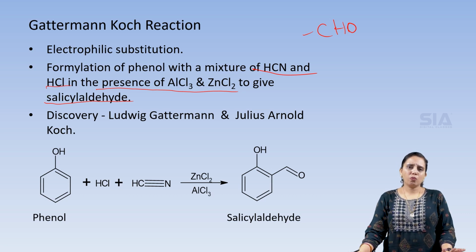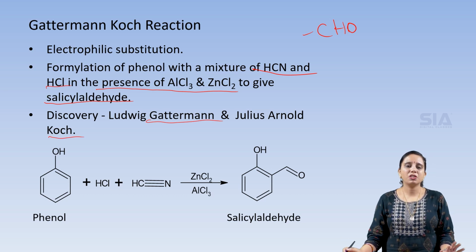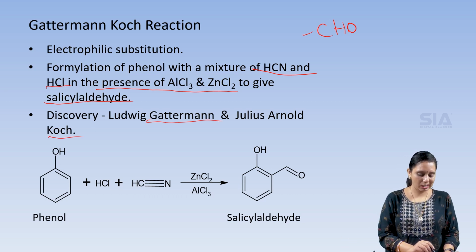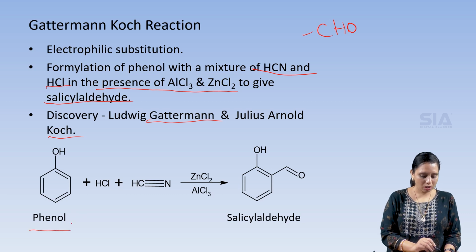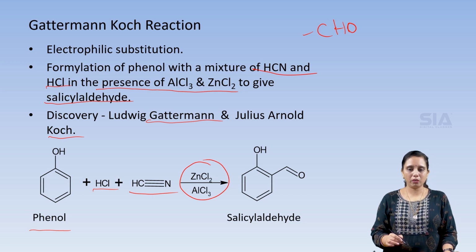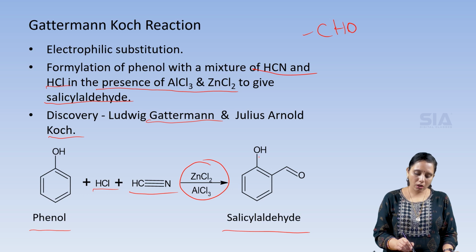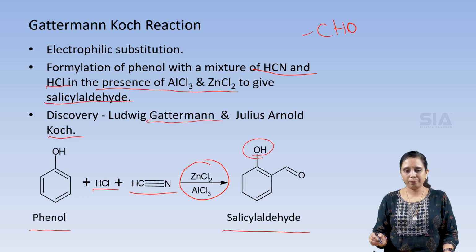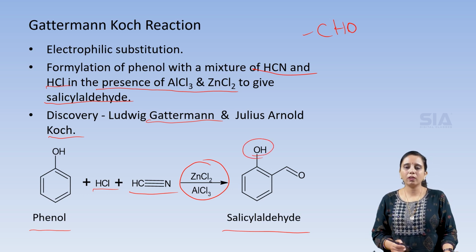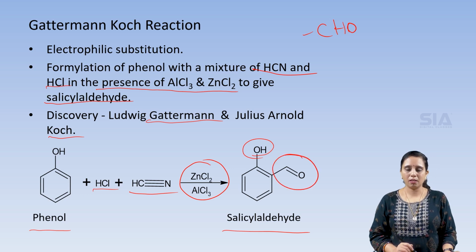So this reaction was discovered by Gattermann and Koch. From the name itself we can understand, and the general reaction here we can see as this: phenol reacts with HCN and HCl in presence of zinc chloride and aluminium chloride. We get salicylaldehyde. Salicylaldehyde is ortho-hydroxybenzaldehyde. Now this is the formylated substance here.